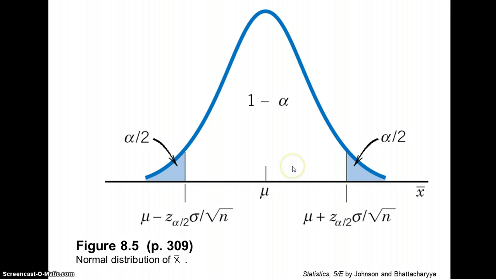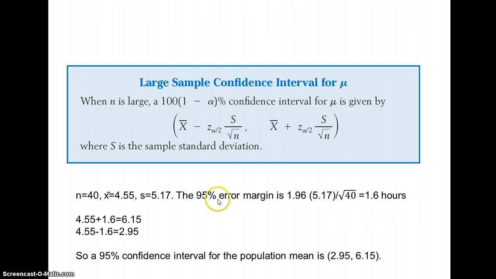The error is 1.6, so you will get this. You get the upper range for mu, 6.15, and you subtract 1.6 from the sample mean, you get 2.95. So what we say is the population mean, that's the average number of community service hours for all students on the campus, is a number greater than 2.95 and less than 6.15. It's not going to be bigger than 6.15, and it's not going to be smaller than 2.95.